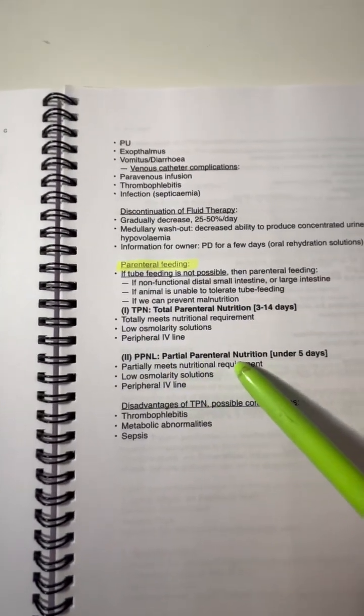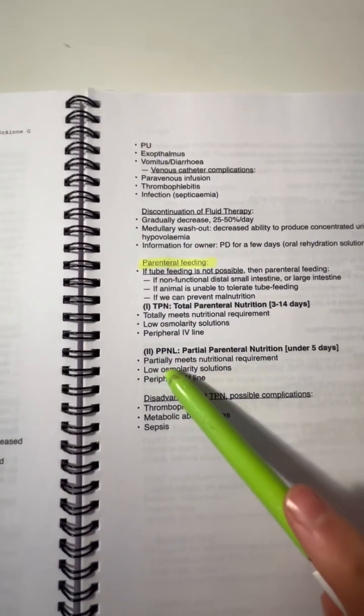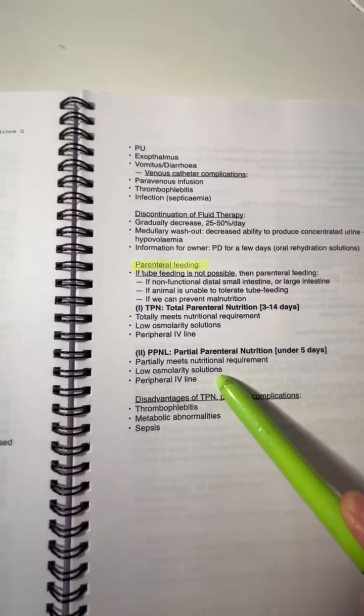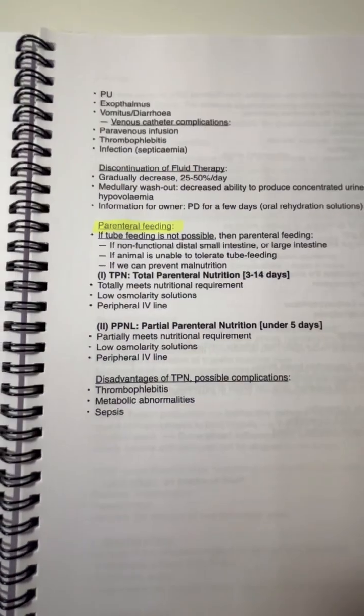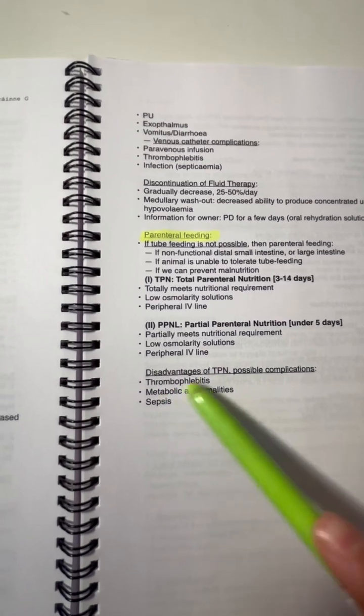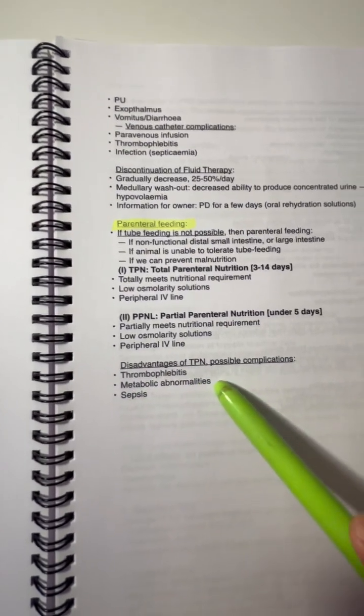Partial parenteral nutrition is given for under 5 days. It partially meets the nutritional requirements. It has low osmolality solutions, and it's also given on peripheral IV lines. The disadvantages of total parenteral nutrition are thrombophlebitis, metabolic abnormalities, and sepsis.